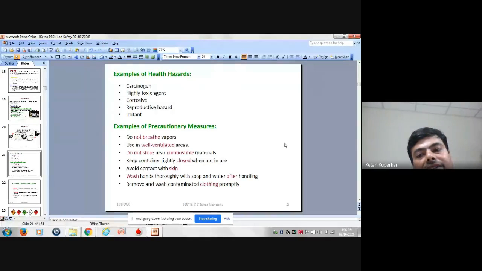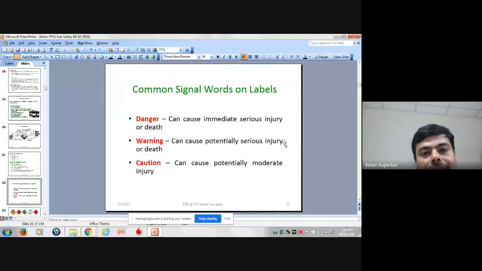Remove and wash contaminated clothing promptly. So there are several precautionary measures which are being mentioned on the chemical labels on each and every bottle, just for the safety of an individual who deals with these kinds of chemicals.